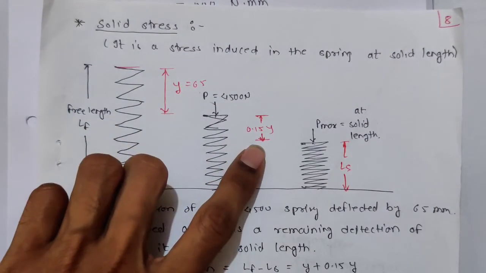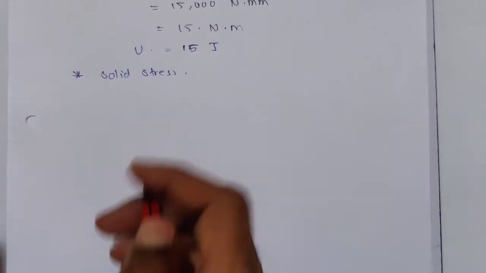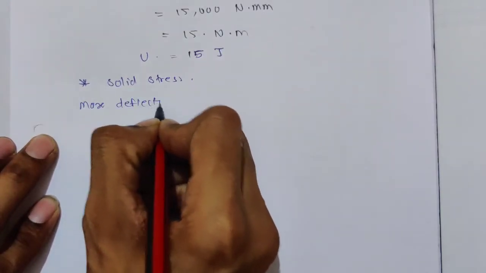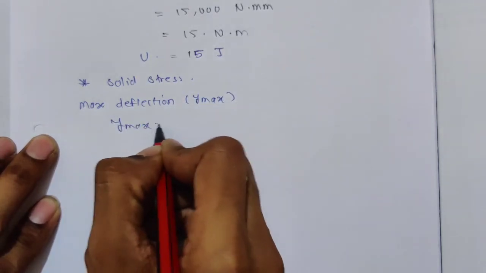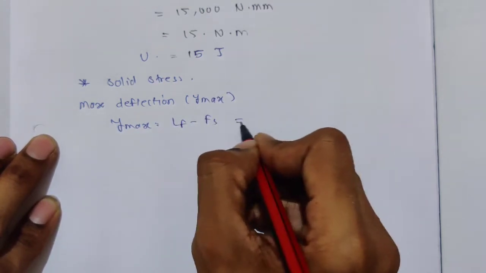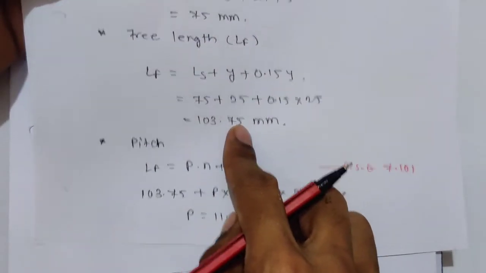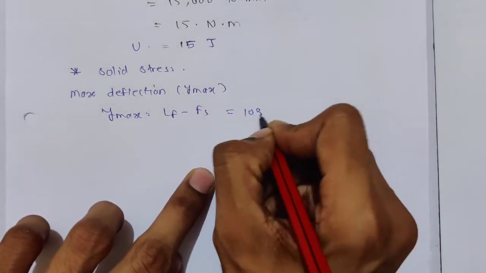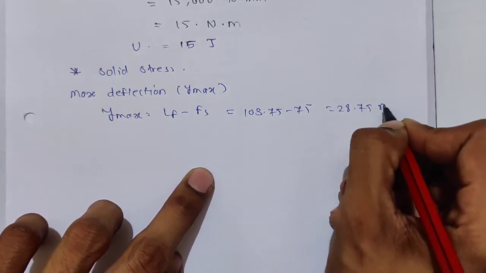It is nothing but y plus 0.5 y, or you can take LF minus LS, which will be the maximum deflection. So y max is LF minus L solid. LF we know is 103.75, solid length we know is 75, so 103.75 minus 75, and you will get 28.75 mm.